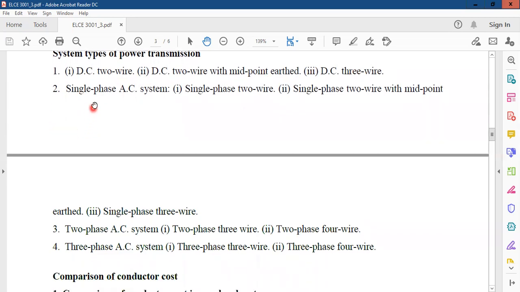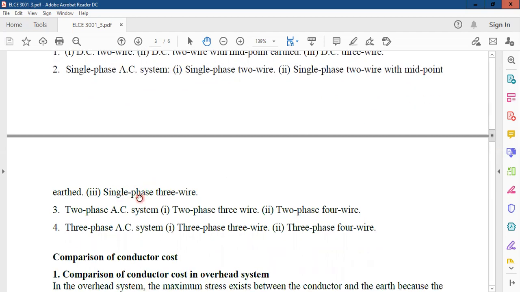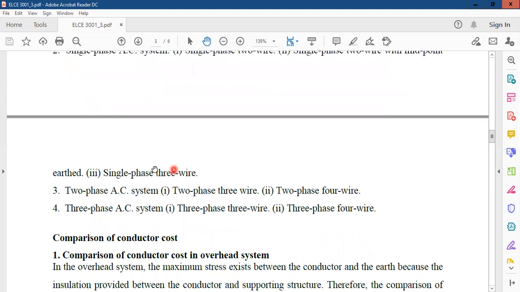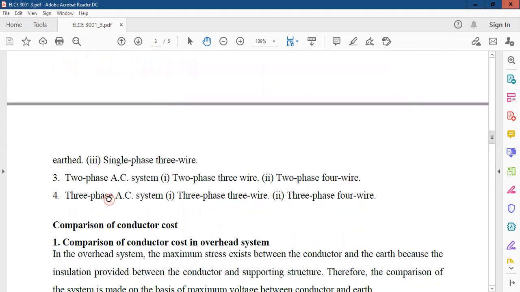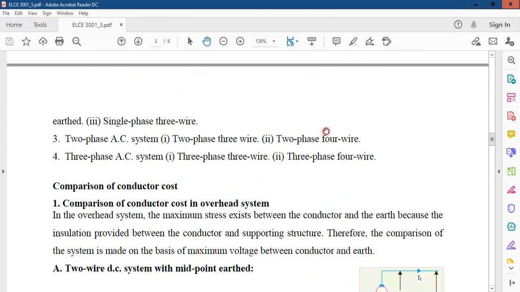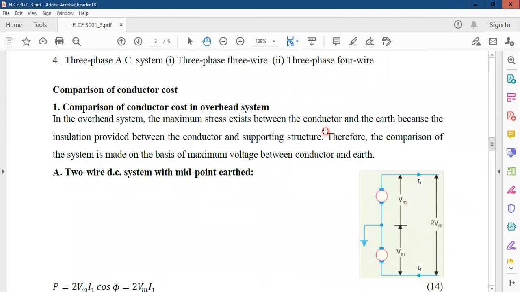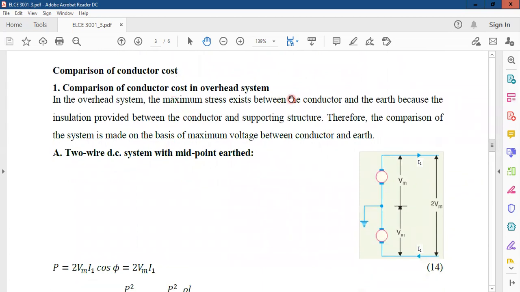While in AC, we have single phase AC system, and then single phase is either 2 wire, or 2 wire with midpoint earth, or we have single phase 3 wire. Then we have 2 phase, and then we have 3 phase. We have to understand how to differentiate among each one of them. In next lecture, we will complete comparison of conductor costs.